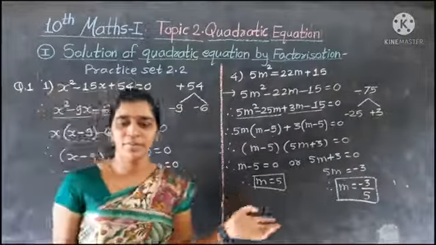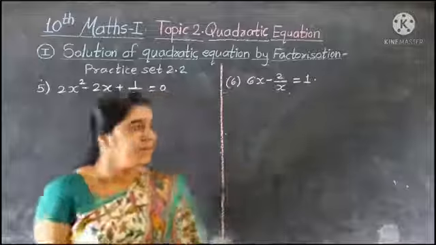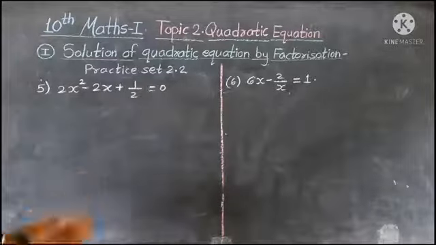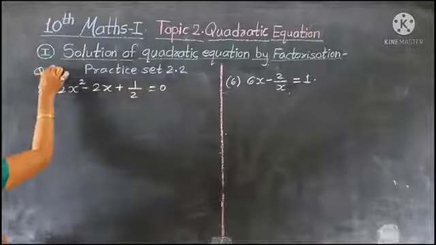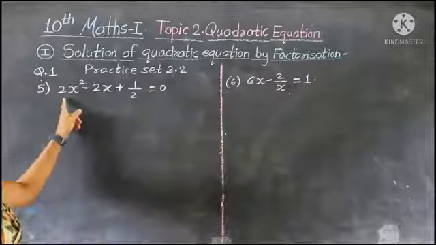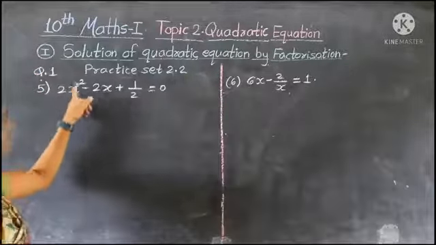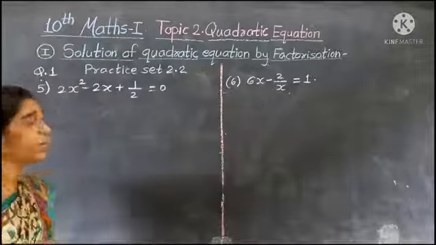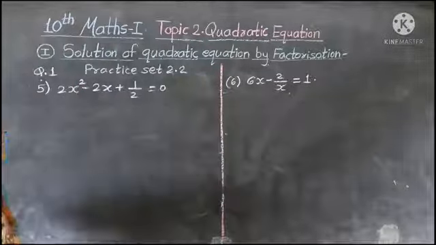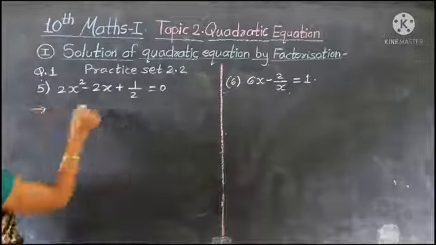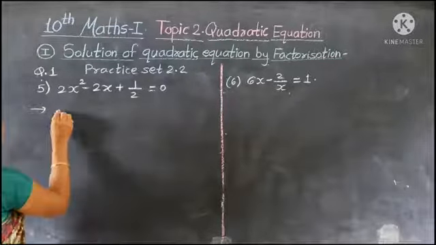Okay, understand? See students, next example. In question number 1, fifth example: 2x square minus 2x plus 1 upon 2 is equal to 0. Here you multiply first by 2.